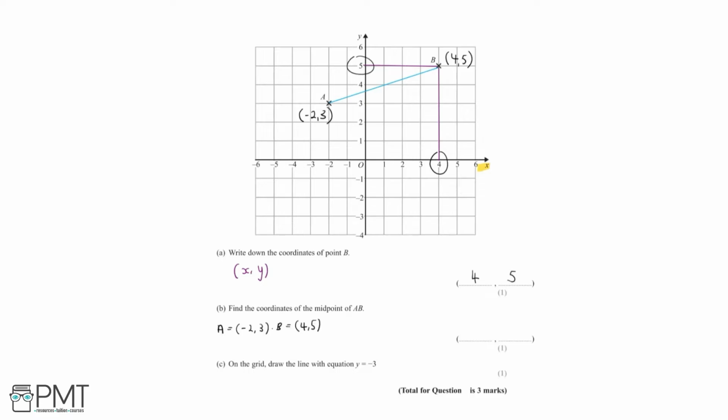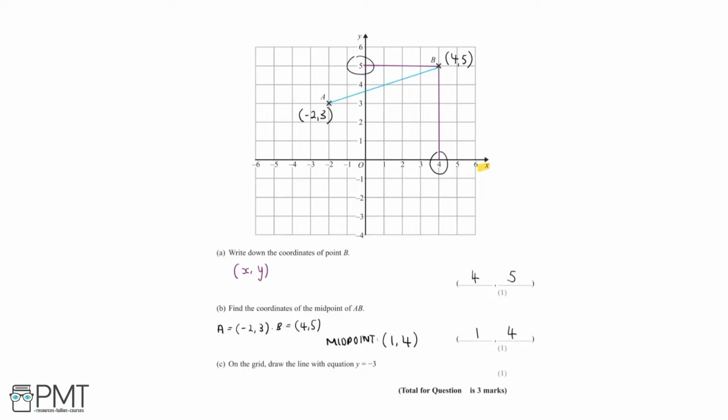To find the midpoint, the x-coordinate of the midpoint will be the number in between -2 and 4, and the y-coordinate of the midpoint will be the number in between 3 and 5. The number in between -2 and 4 is equal to 1, and the number in between 3 and 5 is equal to 4. And so the midpoint of line AB is equal to 1, 4.